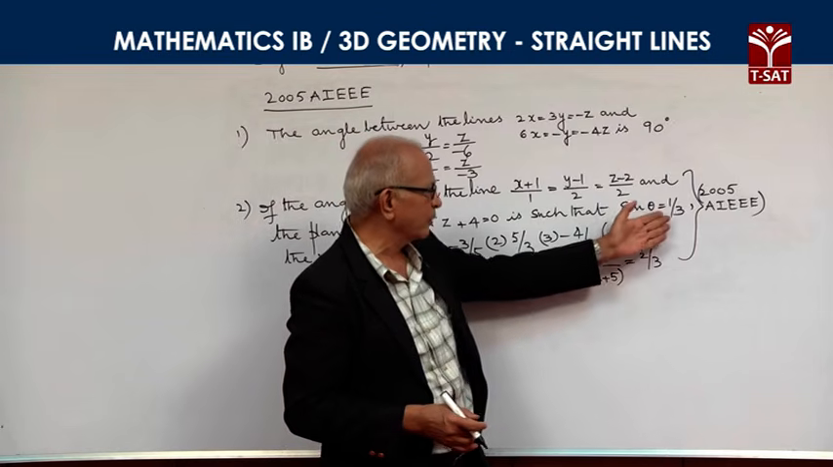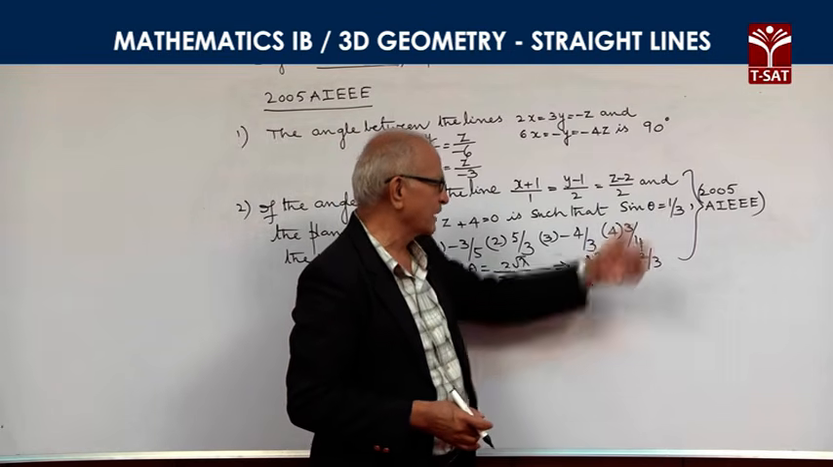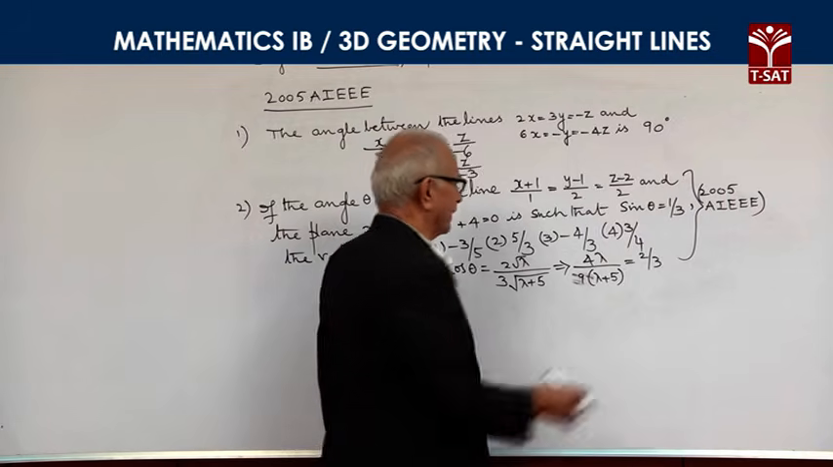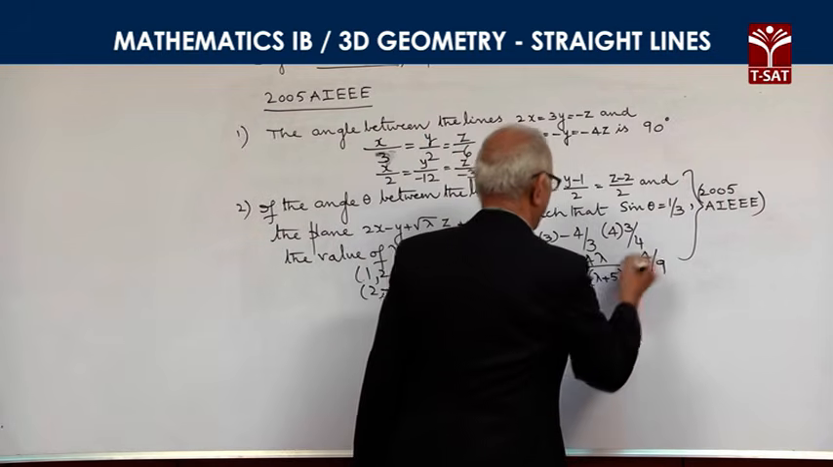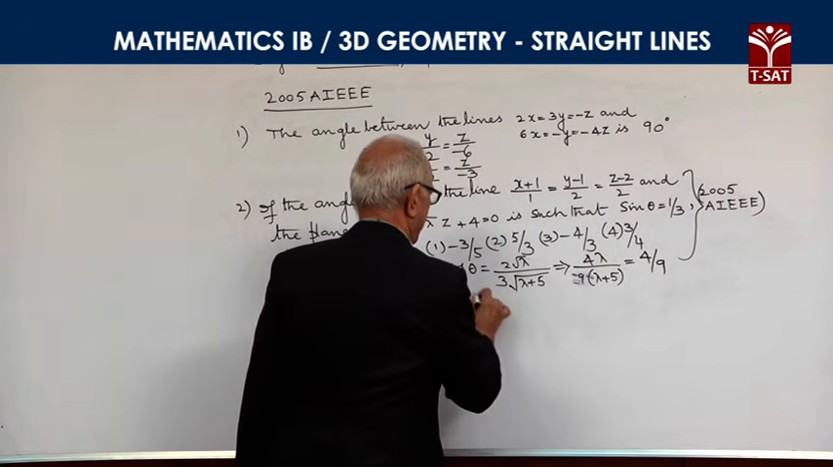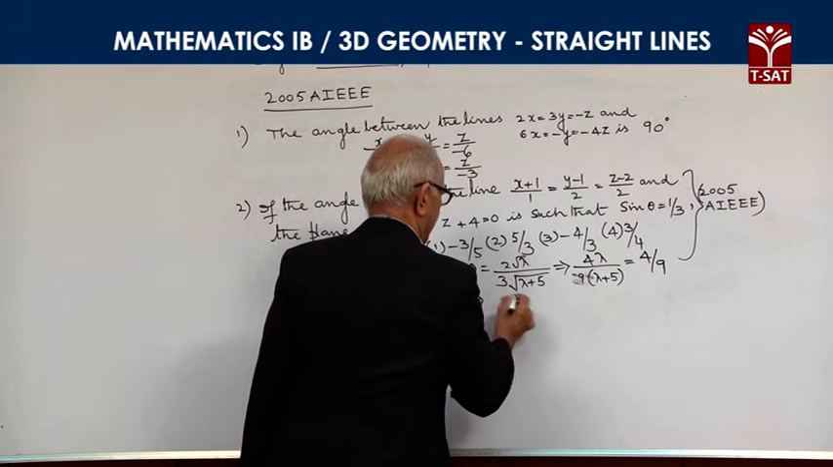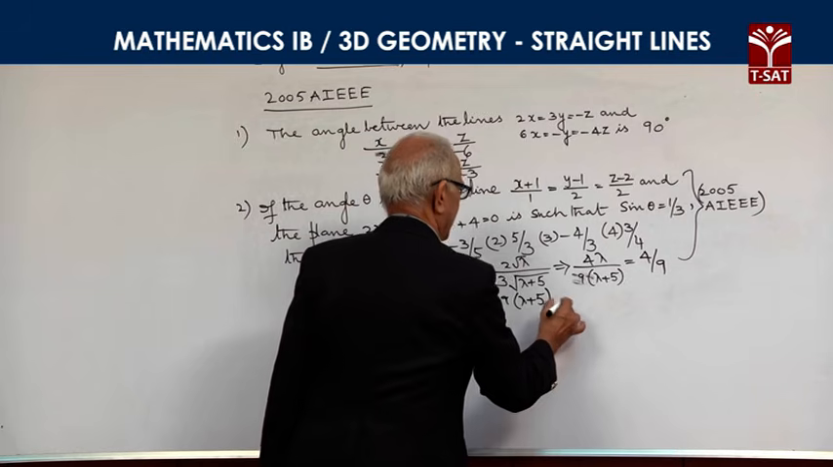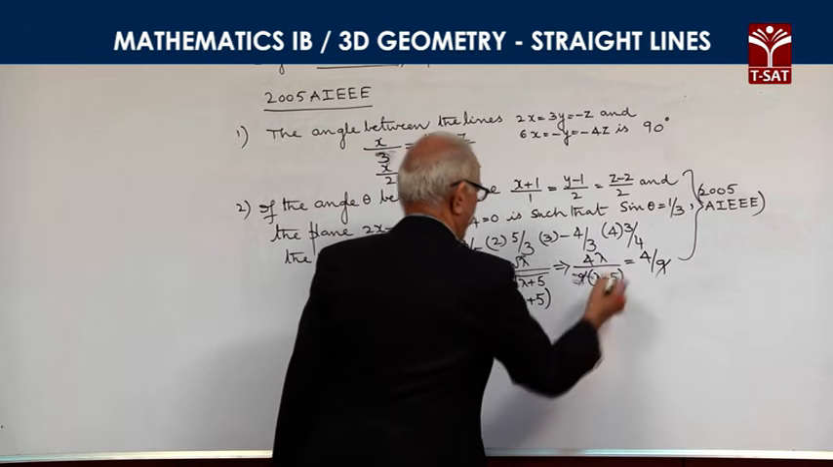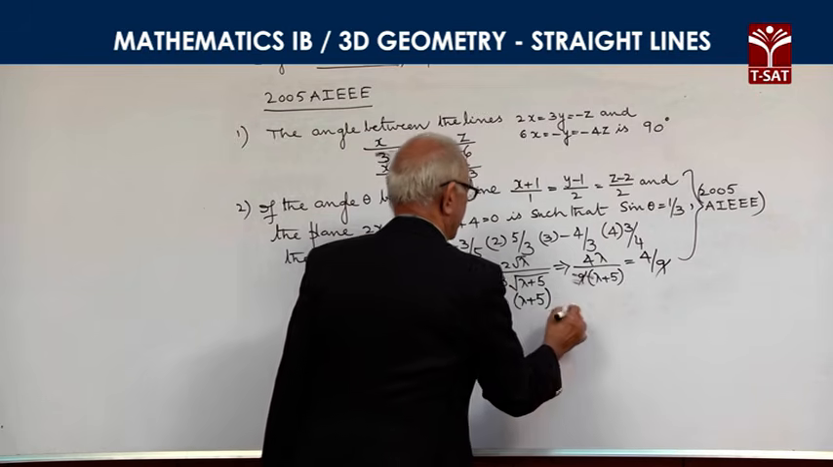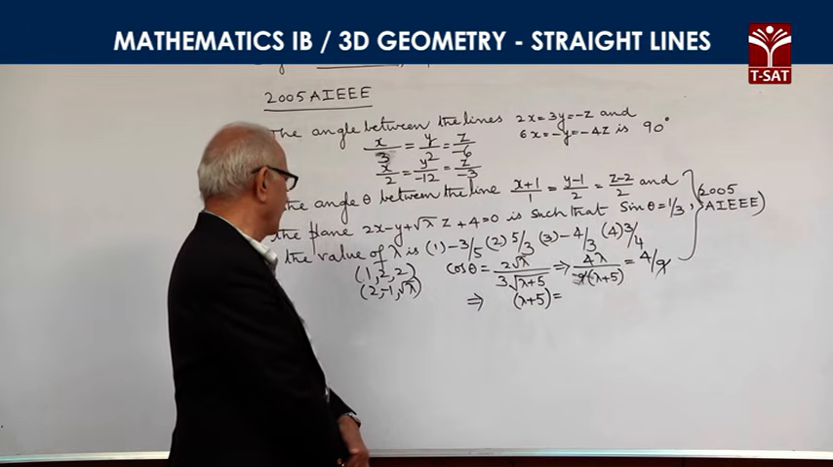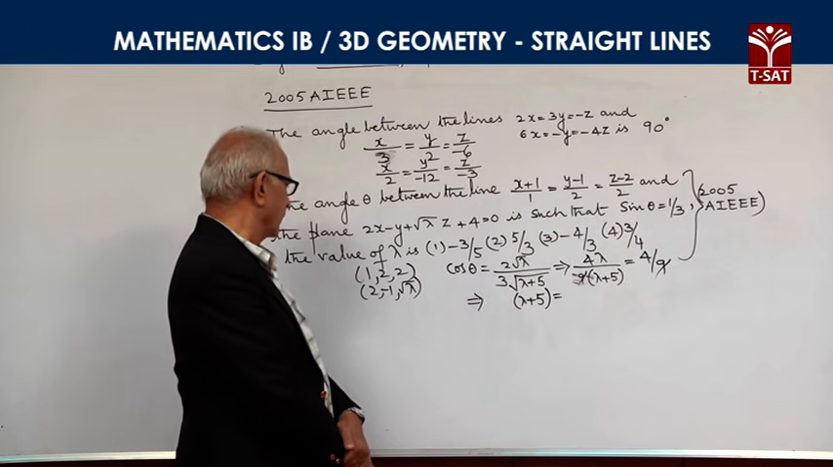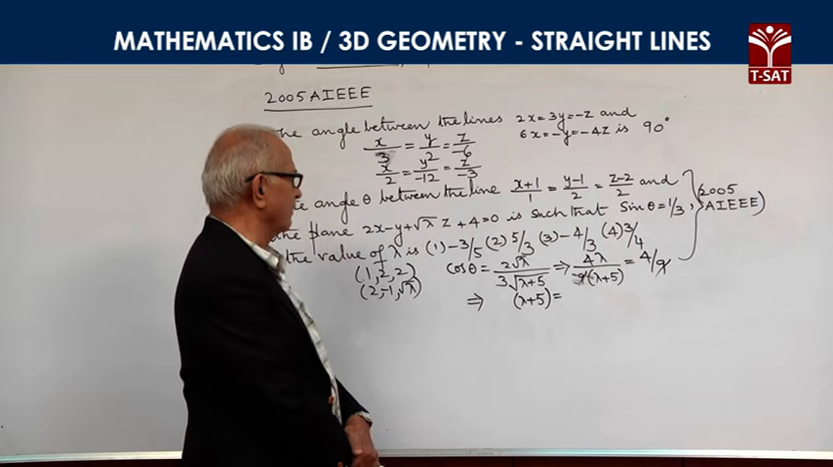Sin square theta, sin theta is given to be 1 by 3, sin square theta is 1 by 9, so 4 by 9. So 4 can be cancelled, and if you cross multiply 9 times lambda plus 5, 9 also can be cancelled, I think. 4 also can be cancelled. Lambda plus 5 equal to 2 minus 2, 2 root lambda by 3 times root of lambda plus 5. That is equal to cos theta.